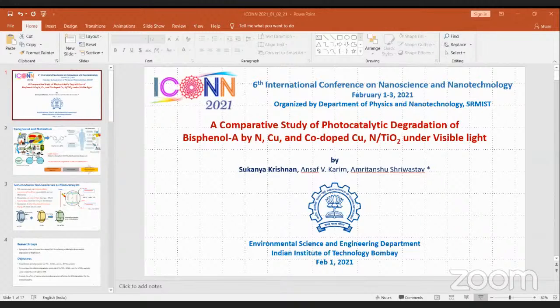Coming to the background and motivation, the presence of emerging contaminants are of great concern these days because these are persistent and bioaccumulate in our ecosystem with potential adverse impacts on human as well as environment. The potential sources of emerging pollutants includes pharmaceutical, cosmetic.